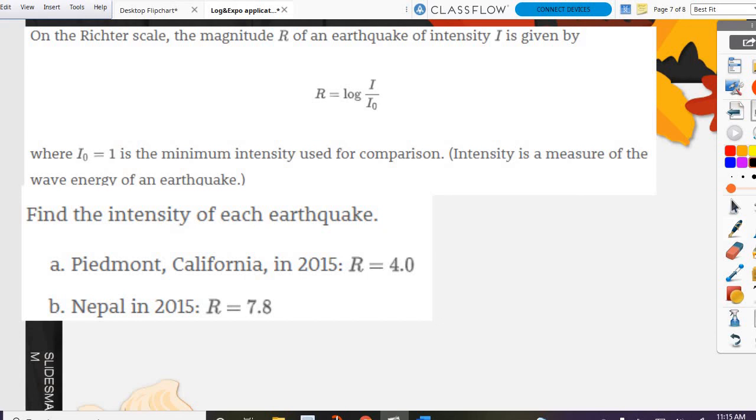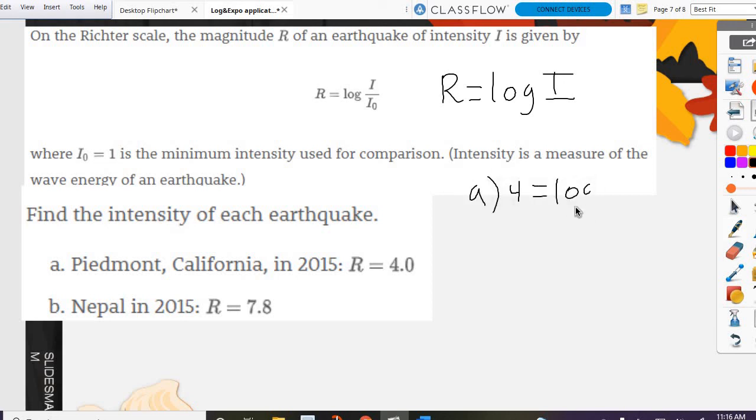So what value did it give us already? I sub 0, right? They said that that's 1. So what does our R actually equal if this is 1? Log of I. Yeah, log of I over 1, which is just really log of I. So that's really the equation that we're going to be using. And again, this time, they give us an R value. So where do we want to plug that in? Into the R. And what are we solving for?